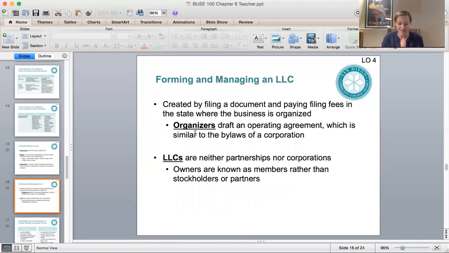Let's talk a little bit about an LLC. People always get confused by this, because with LLC, you think limited liability corporation. No, limited liability company. It acts like a corporation in that the owners do not have personal liability, but it is not a corporation. It's a company. And organizers draw up an operating agreement. It's like the bylaws of a corporation, but it is not the bylaws of a corporation. They're not partnerships. They're not corporations. And just like a nonprofit, when you own an LLC, we call you a member, not a stockholder, not a partner.